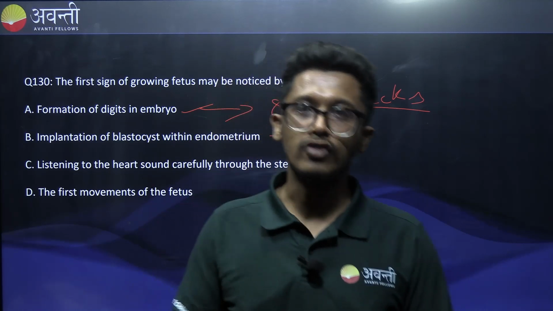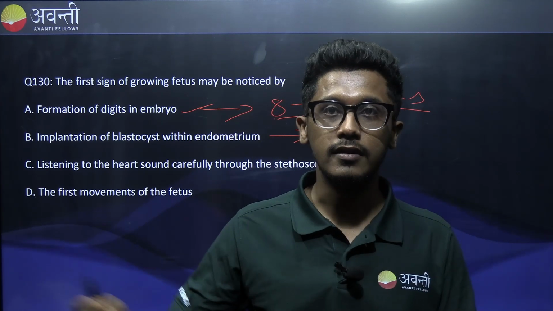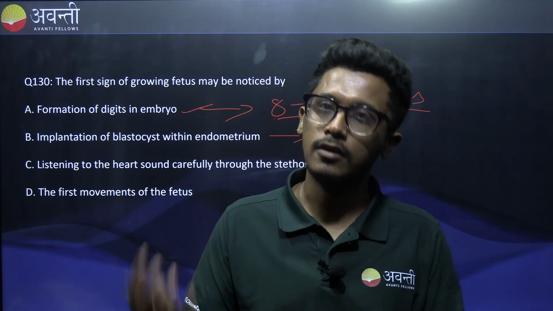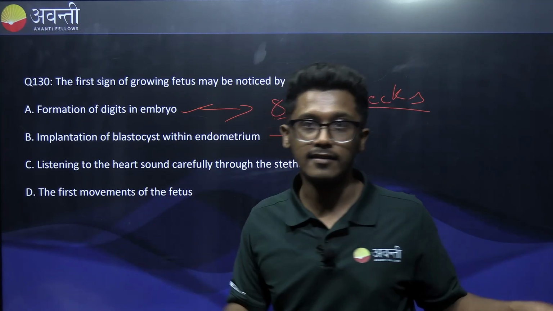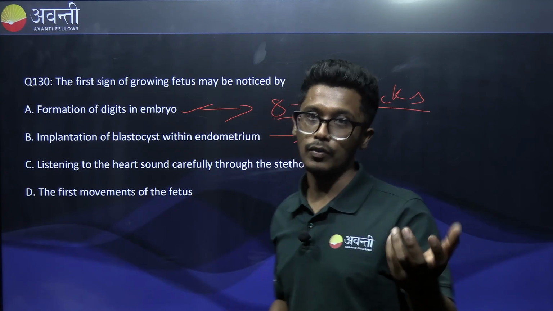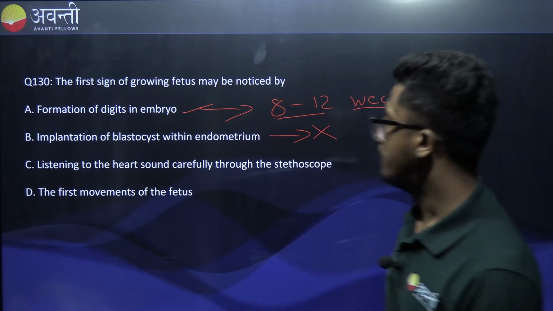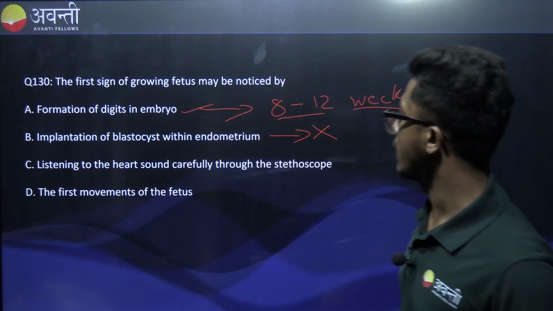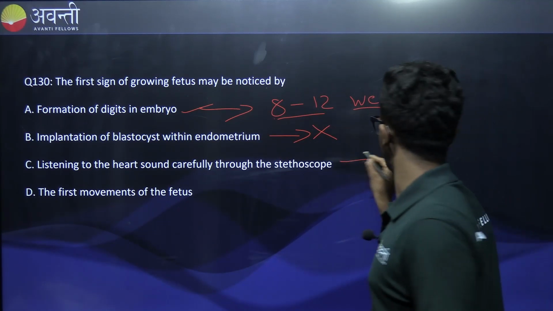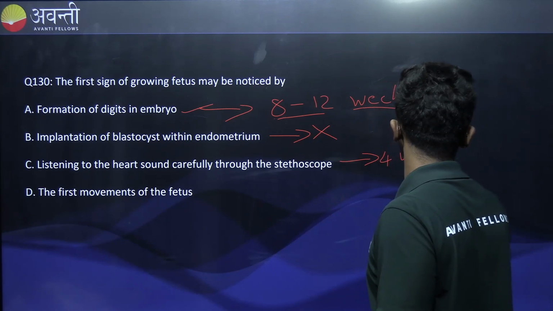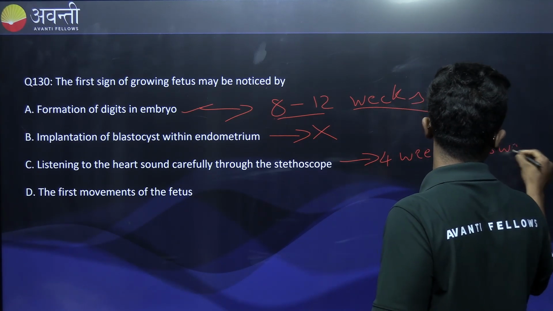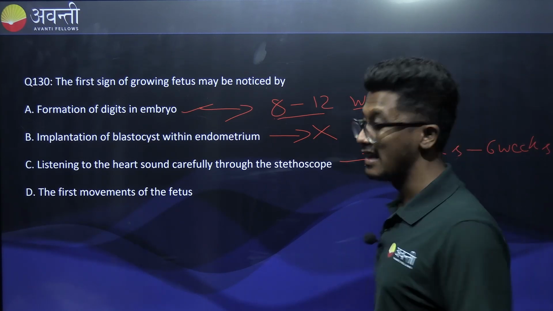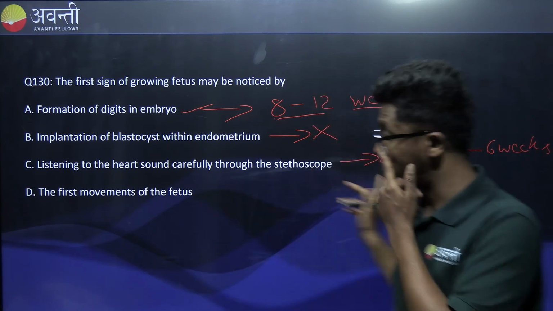Once this integration is done, then we can say that this can be a sign for the fetus to further grow. So this is too early. I can say this is very, very early to say whether the fetus is developing or not. Next one is listening to the heart sound carefully through the stethoscope. Definitely yes, you can do it after 4 weeks. After 4 to 6 weeks, you can clearly hear the murmur. So that is possible.